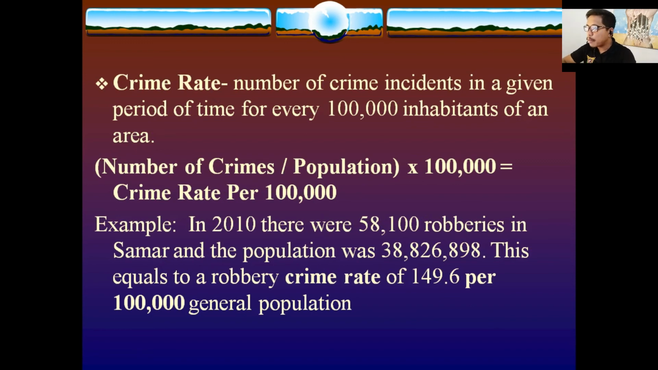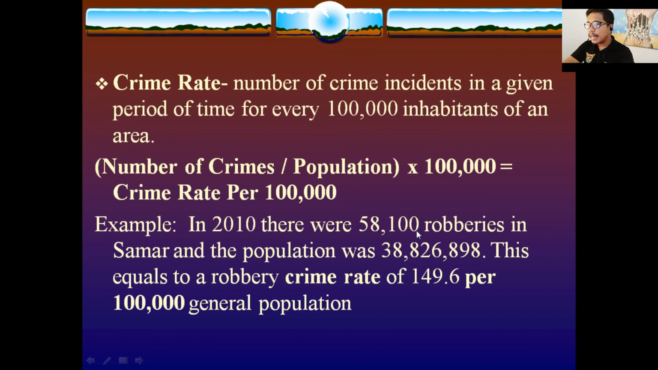So what is a crime rate? A crime rate refers to the number of crime incidents in a given period of time for every 100,000 inhabitants of an area. The number 100,000 is constant in the calculation of the crime rate. I provided you an example. As you can see on your screen, there is an example, guys. The calculation would be number of crimes over population times 100,000. That will be your crime rate per 100,000.